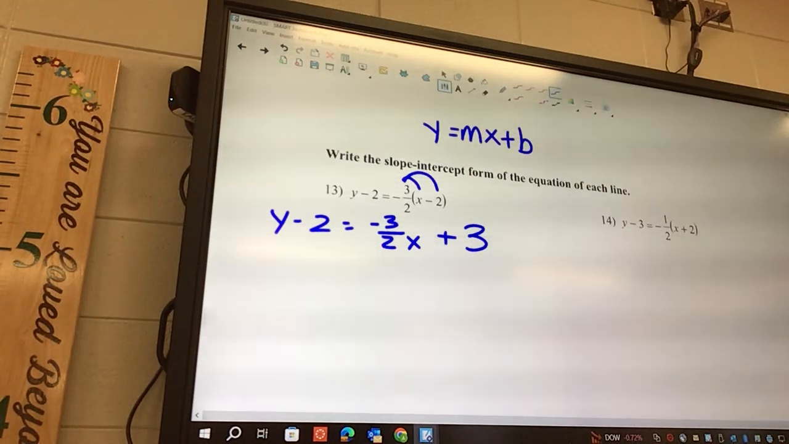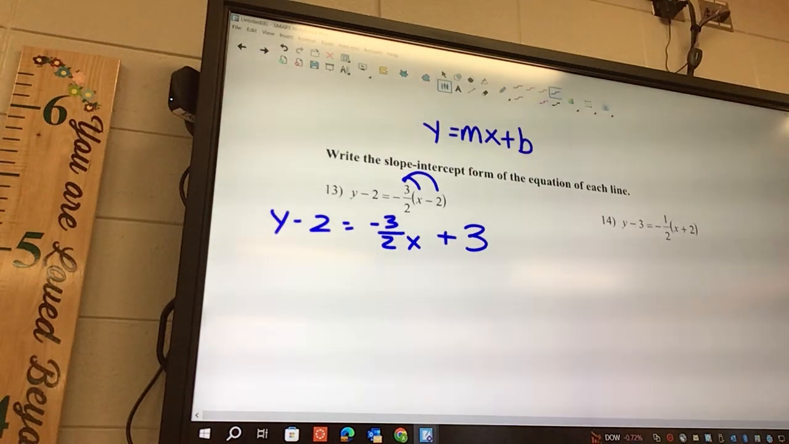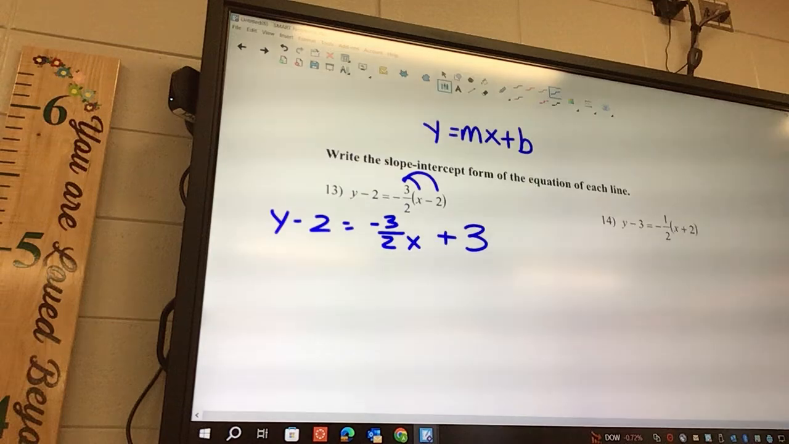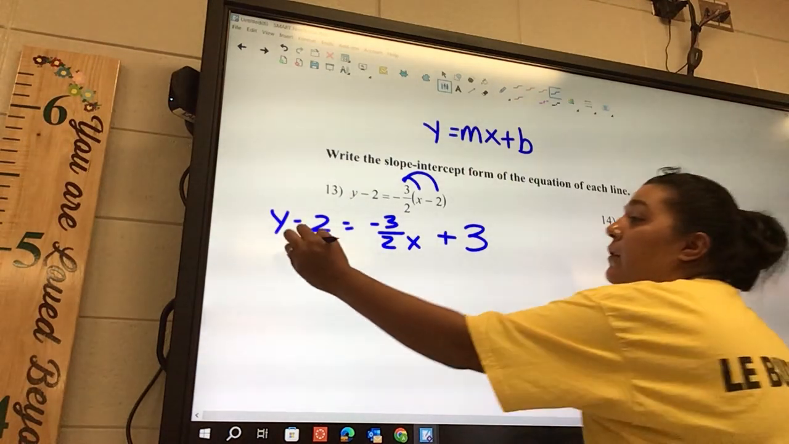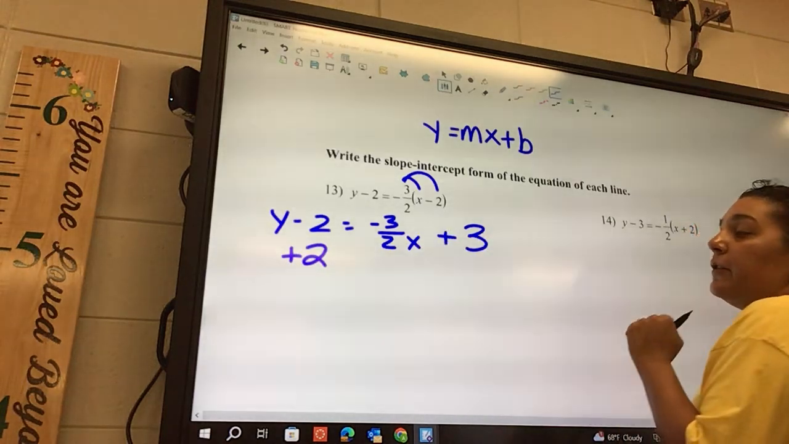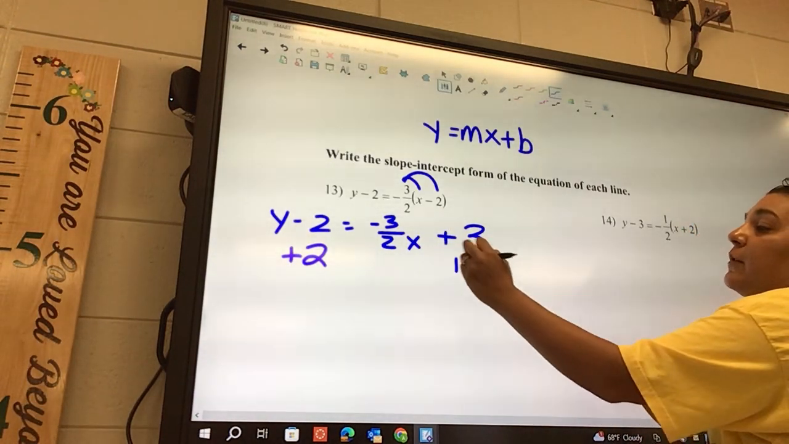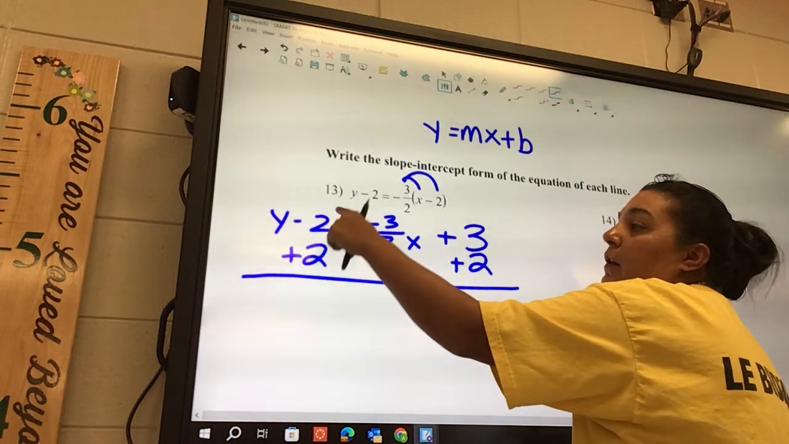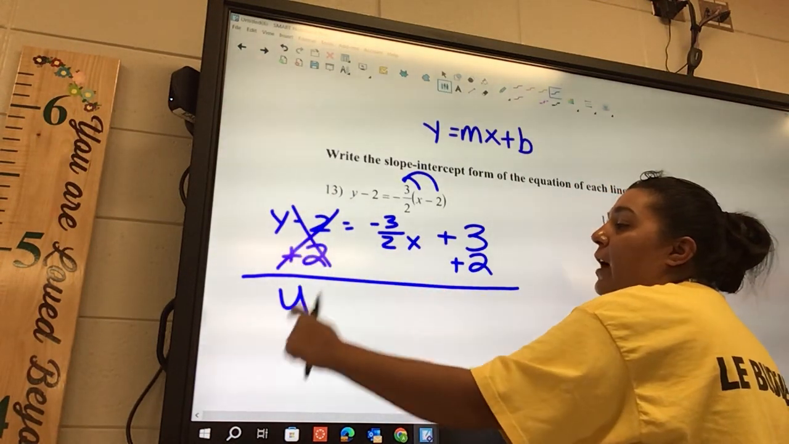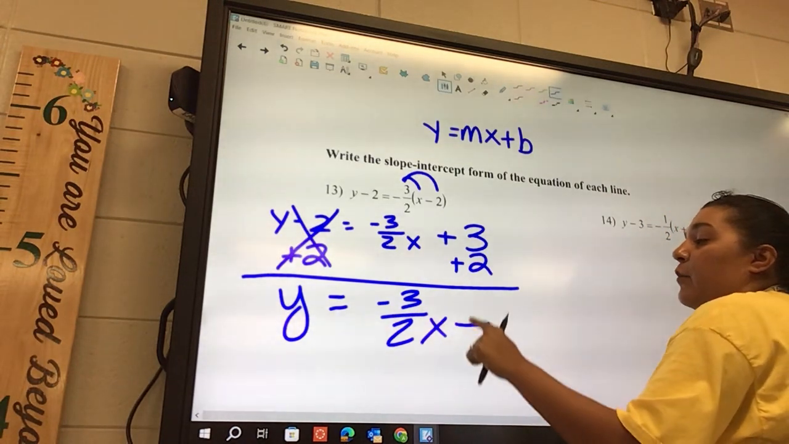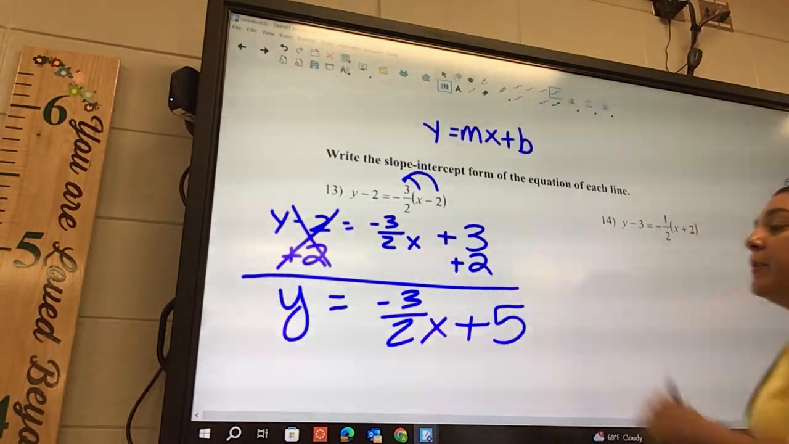Okay, and then what number is next to the y? A minus 2. How do I move a minus 2? Add 2. So we're going to say plus 2. And is it going to go under the negative 3 over 2x or under the 3? The 3. Under the 3, so we're going to say plus 2. What happens to these 2's? They cancel each other out. So we got y equals negative 3 over 2x plus 5. 3 plus 2 is 5.